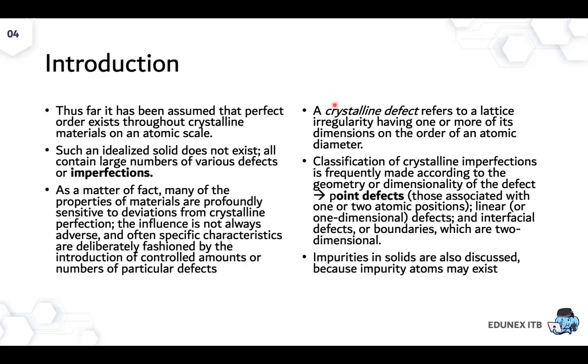Okay, so what is a crystalline defect? A crystalline defect is a lattice irregularity having one or more dimensions on the order of an atomic diameter. Another crystalline defect, for example, is when we add some impurities in there, and then the crystal is not perfect. There are several types of defect. The first one is called a point defect, which is associated with one or two atomic positions. For example, one atom can be vacant, hilang, kosong, the vacancy. Or it can be linear, cacat garis, which is one-dimensional, or an interfacial defect or boundary, which is two-dimensional. And impurities are also discussed.